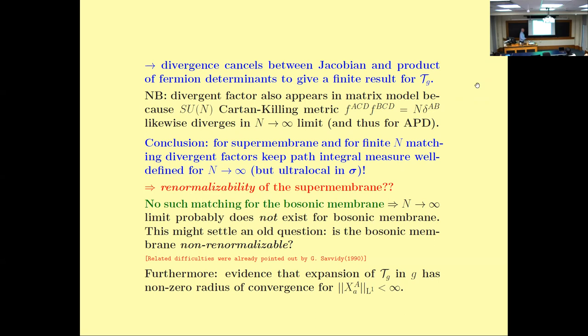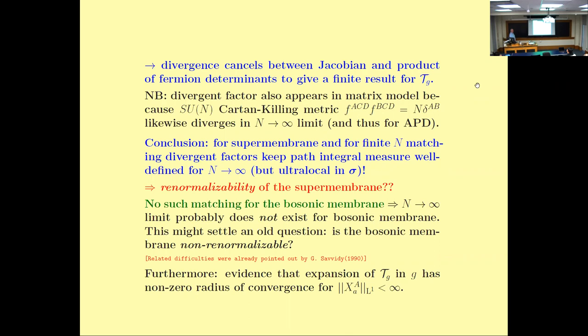So what we conclude is that for the supermembrane of finite N, the matching divergence factors keep the integral measure well defined as you take the N to infinity. And that only works for the supersymmetric one. This is what I would call the renormalizability of the supermembrane.